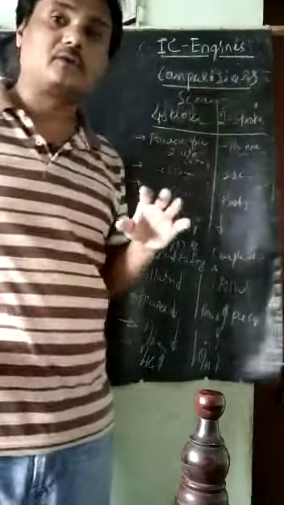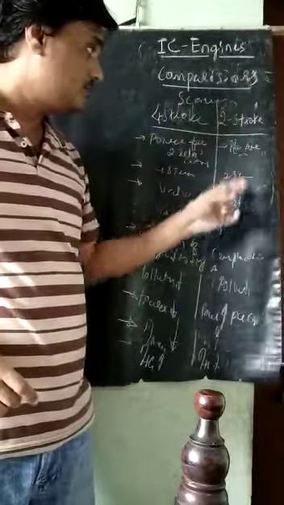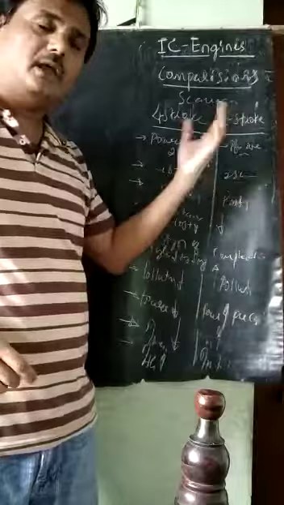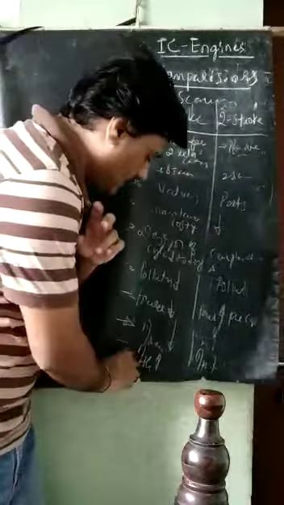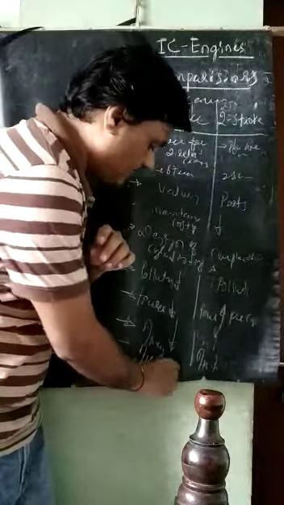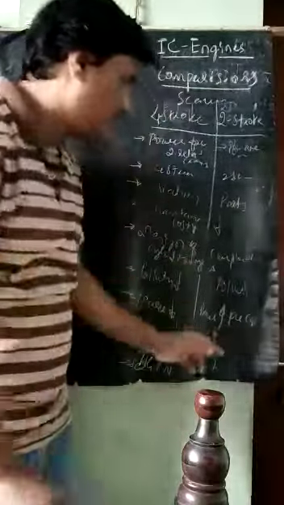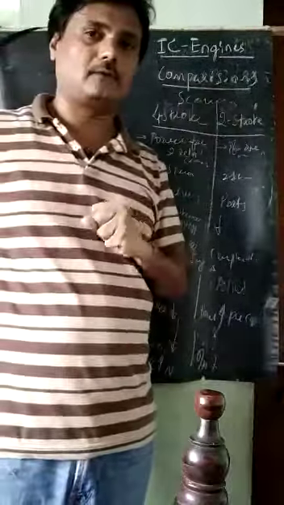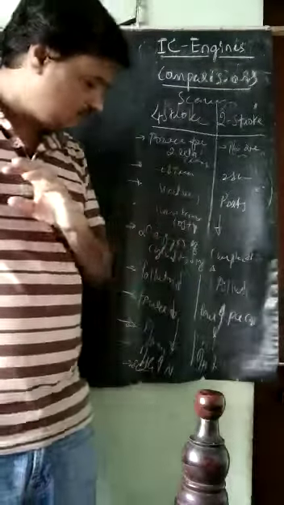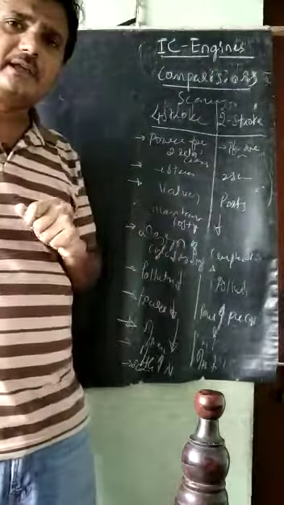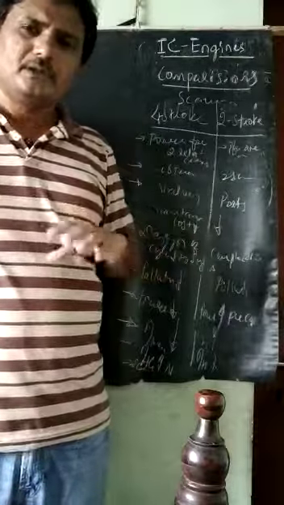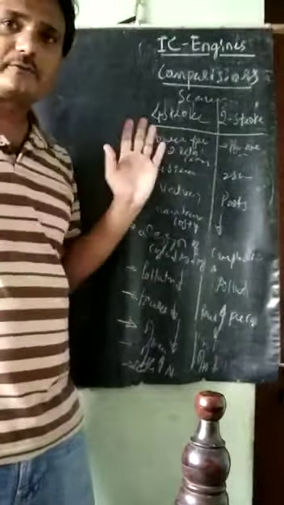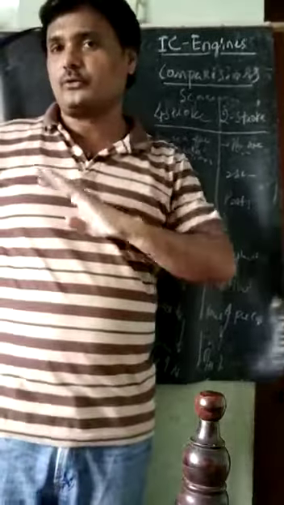That process is called scavenging. Scavenging is very high in the case of the two-stroke, and almost nil in the four-stroke. So the thermal efficiency is very high in the four-stroke. These are some comparisons of the four-stroke and two-stroke.